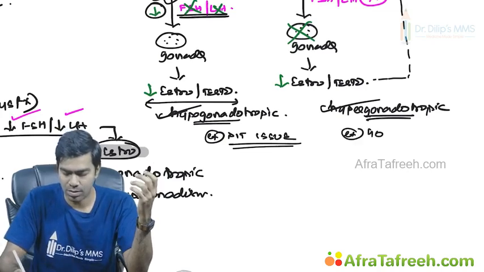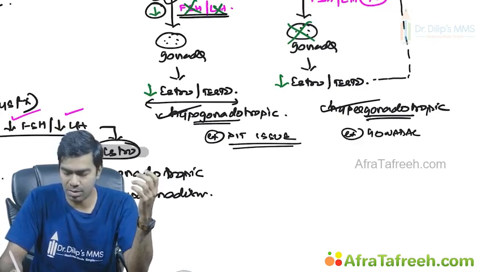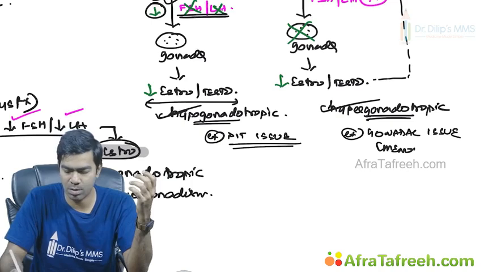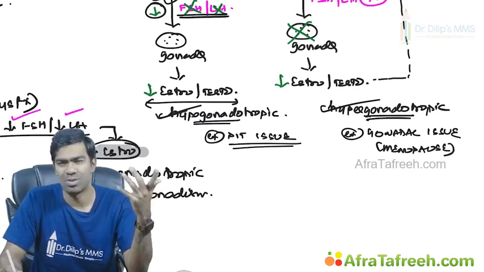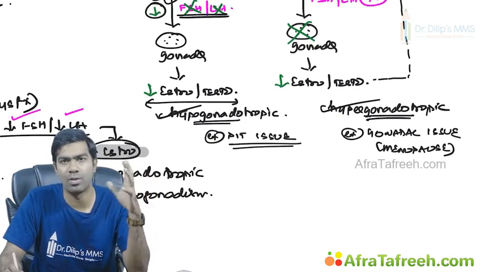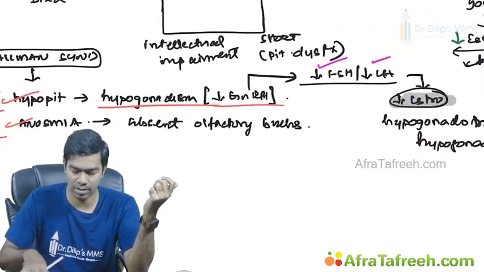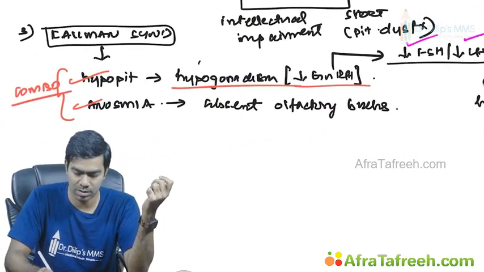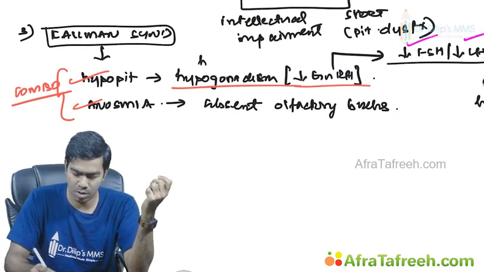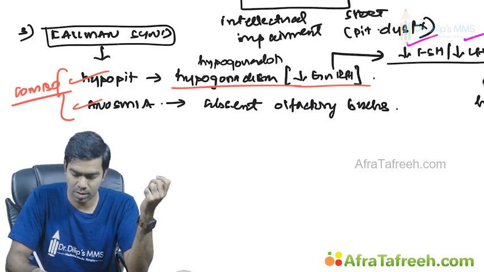Gonadal issue, the best example for a gonadal issue, physiological example you can tell, is menopause or a premature ovarian failure or orchidectomies. So all these things are going to result in a gonadal problem, which can result in a hypergonadotropic hypogonadism only. But the thing that you see in Kallmann syndrome is hypogonadotropic hypogonadism, right? So it's going to result in a hypogonadotropic hypogonadism.